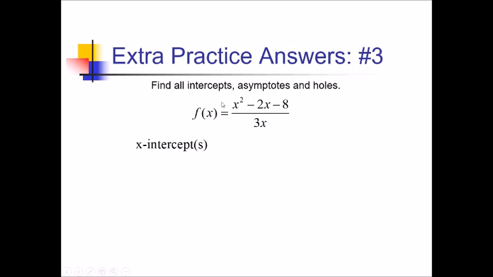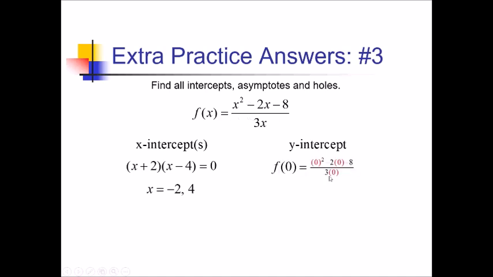So factors of negative 8 that add up to negative 2, that would be, let's see here, positive 2 and negative 4, so x plus 2, x minus 4, I can factor that numerator into. I'm trying to zero that out to make the whole fraction 0. So I see that that's going to happen at x equals negative 2 and positive 4. Next, for the y-intercepts, I plug 0 in for all the x's.